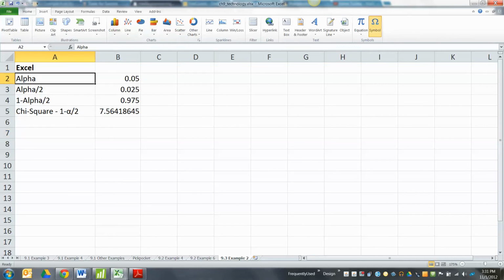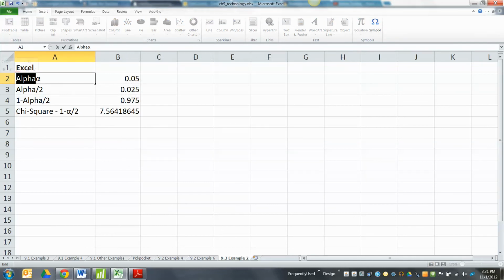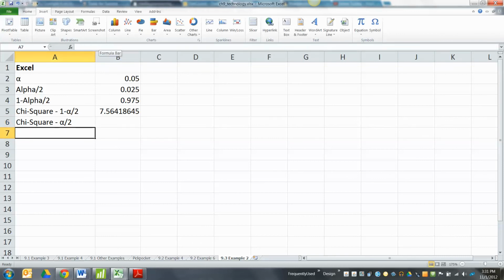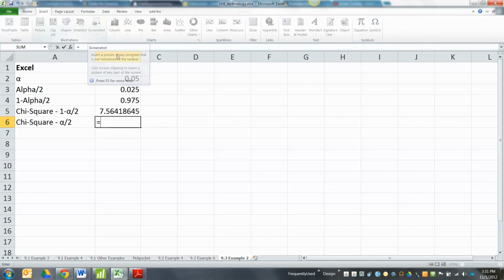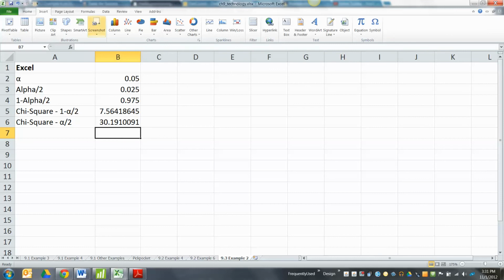All right, if you feel like doing it, you can do it again. Now what about the other chi-square? I need the chi-square for just alpha over 2. We can do this a couple ways, but I think it might be easy if we just use the same distribution. So CHISQ.INV, that's the one we want. And then you want 0.975 comma 17. There you go.